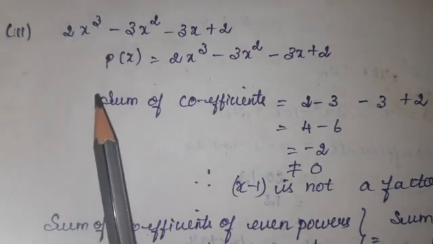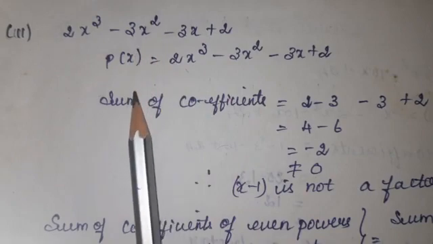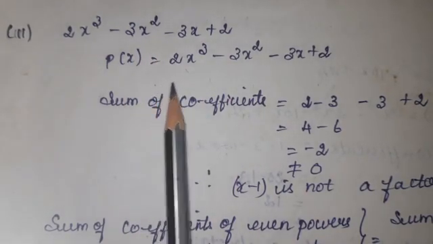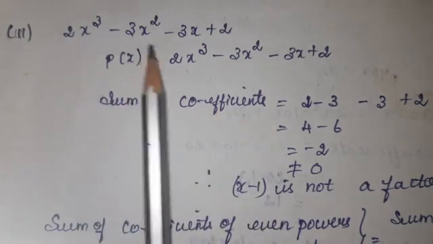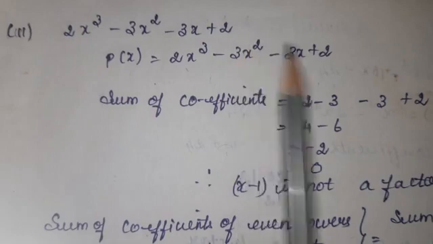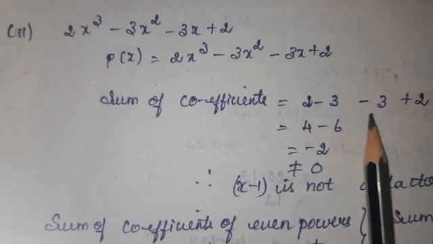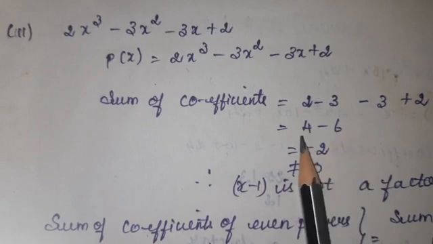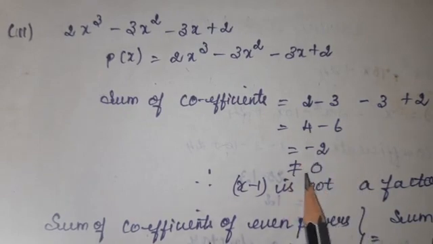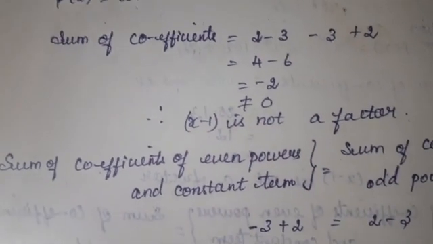Second question, 2x cube minus 3x square minus 3x plus 2. The given question name is p of x. First I am finding the sum of the coefficients. The coefficient is 2, the x square coefficient is minus 3, the x coefficient is minus 3, plus 2. You add these: 2 plus 2 is 4, minus 3 is minus 6. So 4 minus 6, you are getting minus 2. You are not getting 0. That is not equal to 0, which means x minus 1 is not a factor.